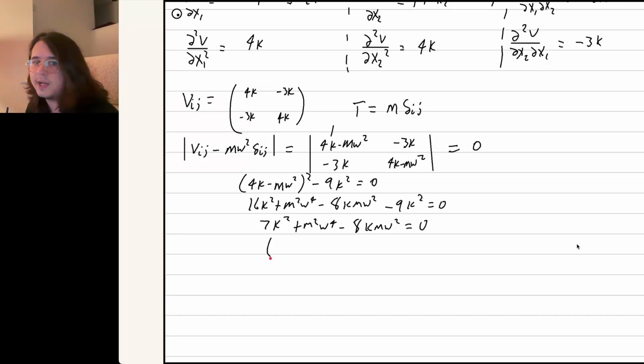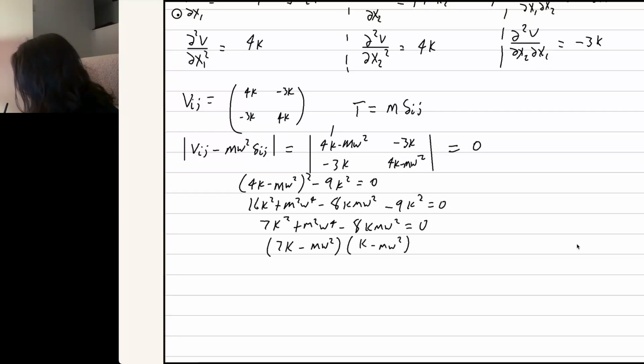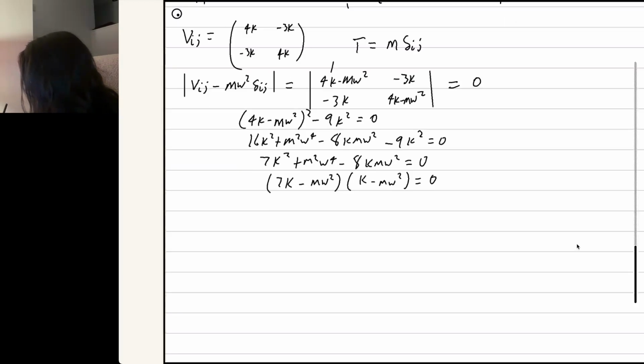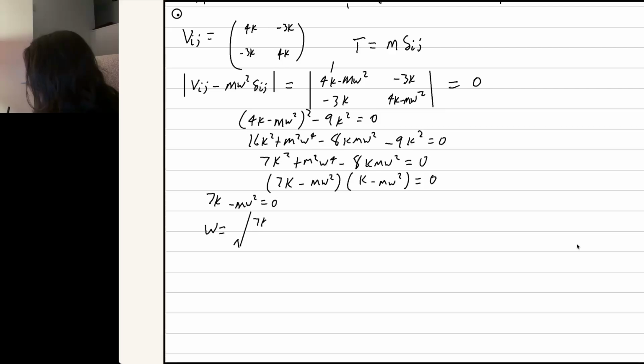This polynomial is actually pretty easy to factor. It ends up being 7k minus m omega squared there, and then k minus m omega squared there equals 0, which means it's really easy to solve for the eigenfrequencies. If we set 7k minus m omega squared equal to 0, then omega is the square root of 7k over m. We're going to call that our first eigenfrequency, omega 1.